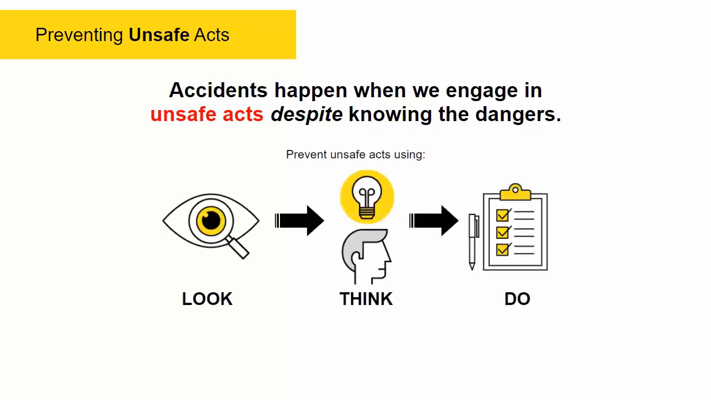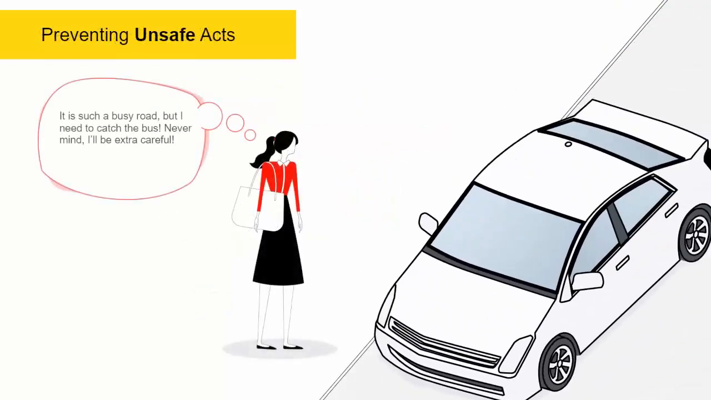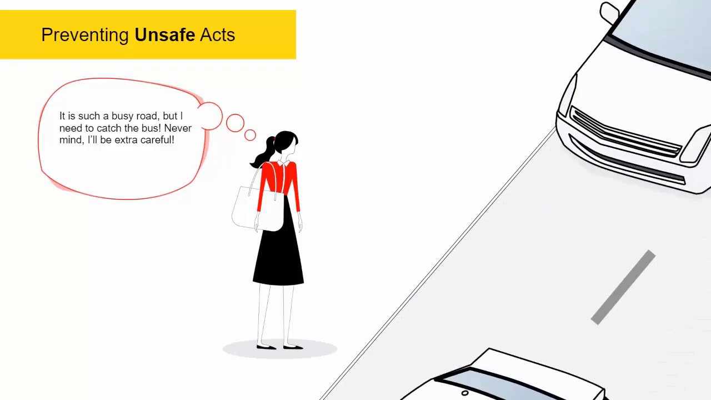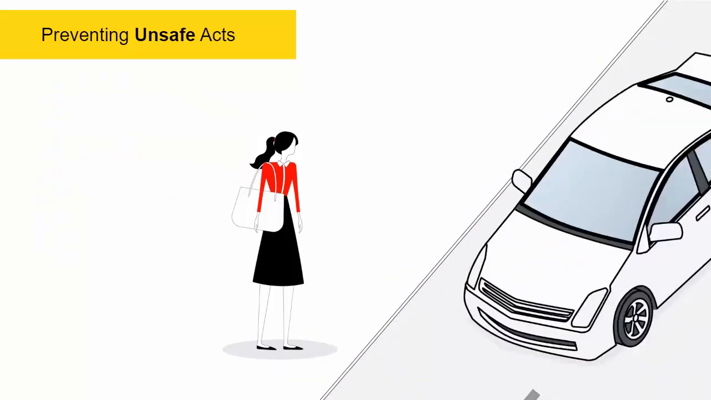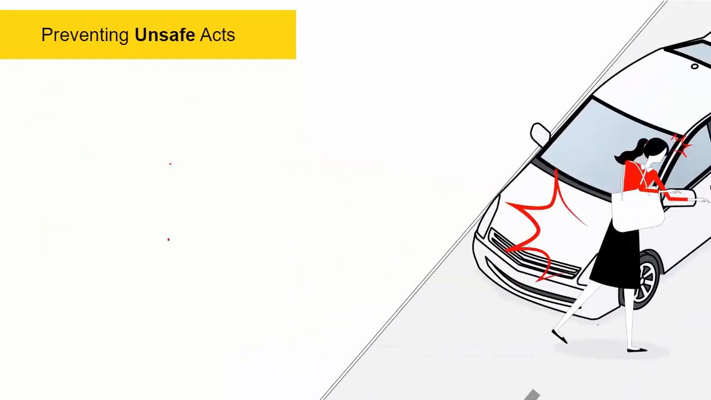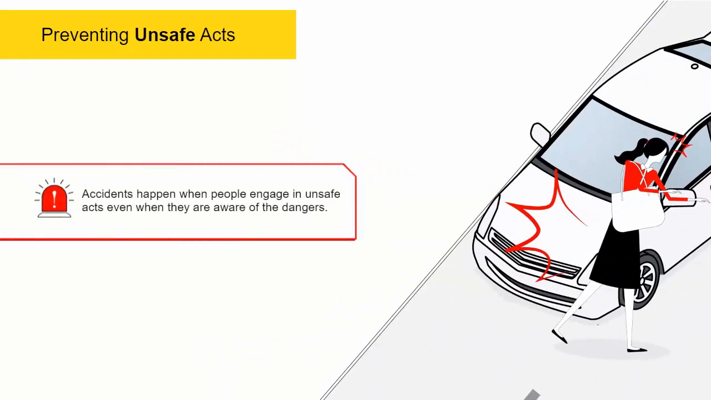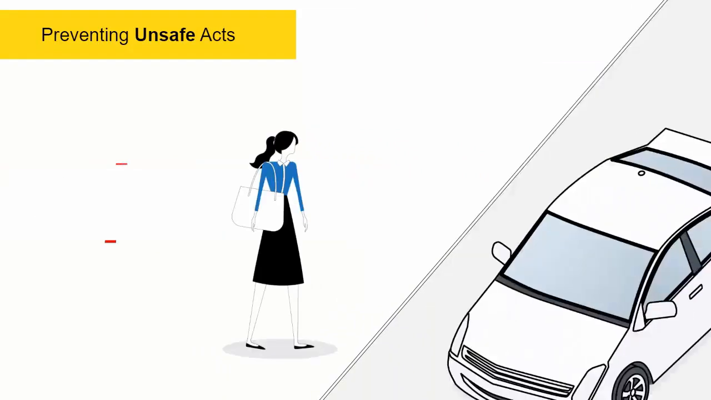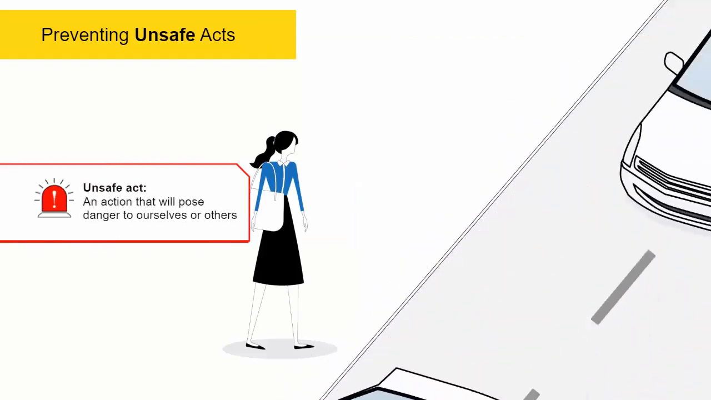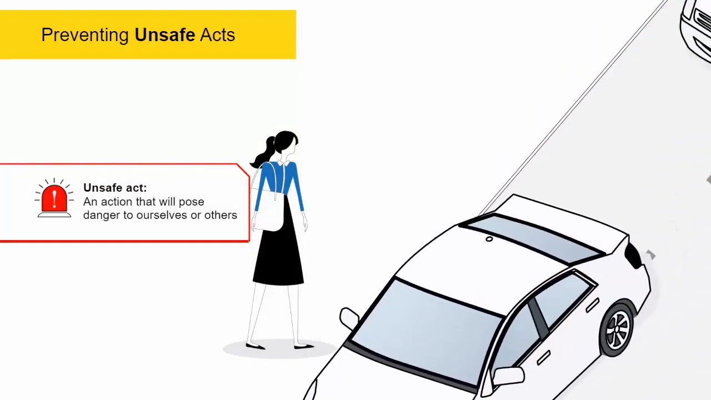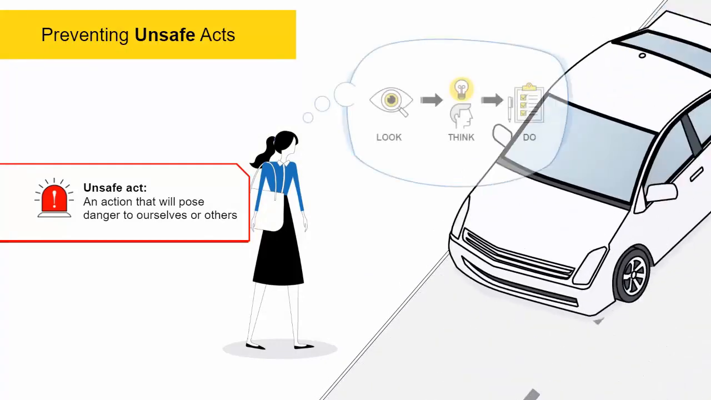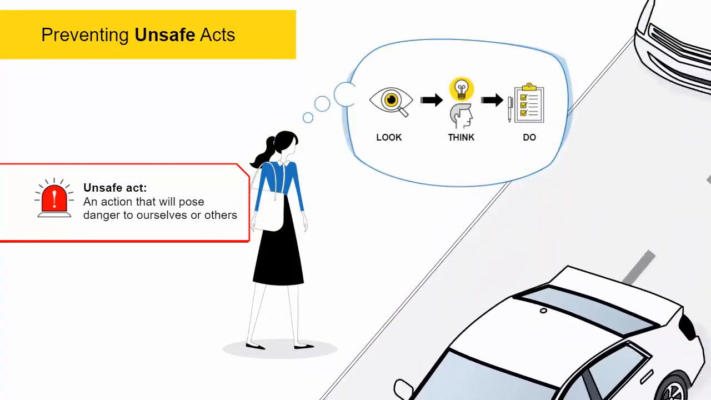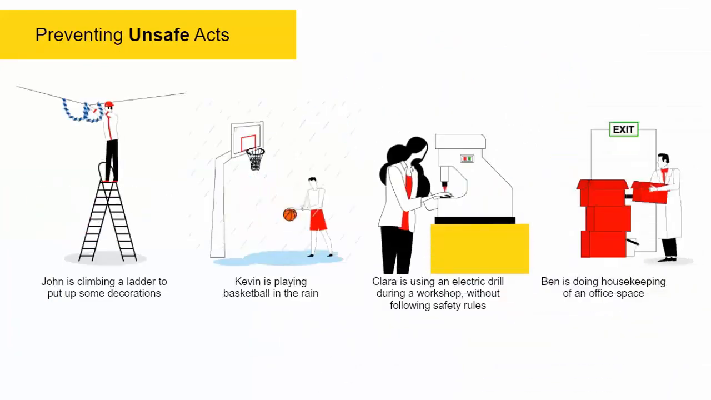Next, let's see how we can apply the look, think, do approach when we come across some unsafe acts. Now that you know how to identify unsafe conditions around you while on campus. First, you should realize that many accidents happen when people engage in unsafe acts despite being aware of the dangers around them. An unsafe act is an action that will pose danger to ourselves or others. So, before we take action in any situation, we should make it a habit to apply the look, think, do approach first to ensure we do not act unsafely. Let's see how this approach can help prevent potential accidents in these 4 scenarios.